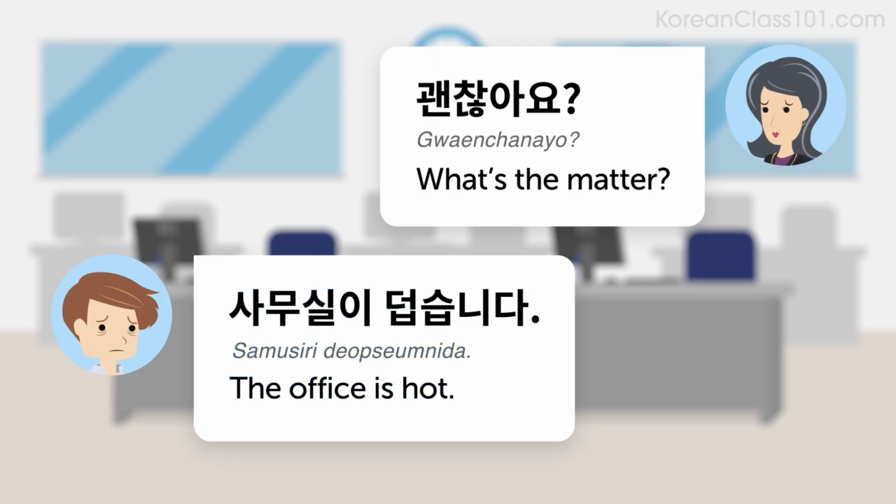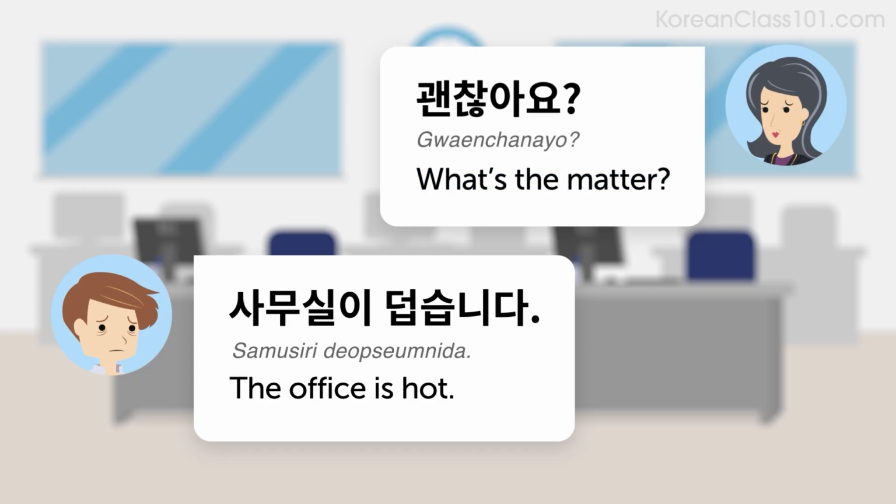First of all, you'll need to learn how to say, what's the matter? That's, 괜찮아요? Listen to it again. This Korean sentence literally translates into, are you all right? But it means, what's the matter in English.